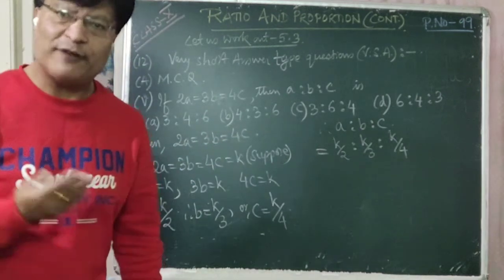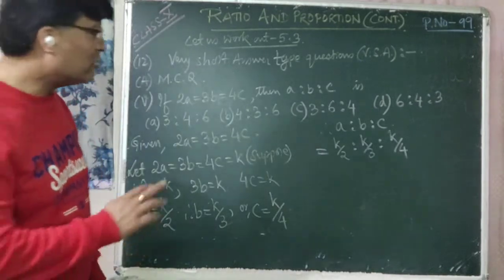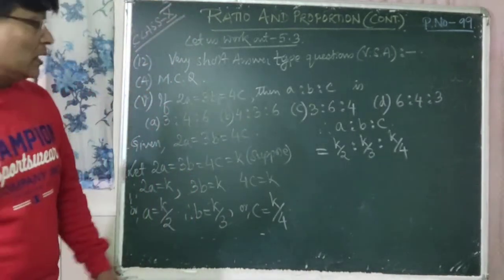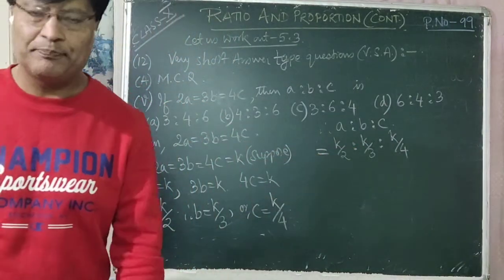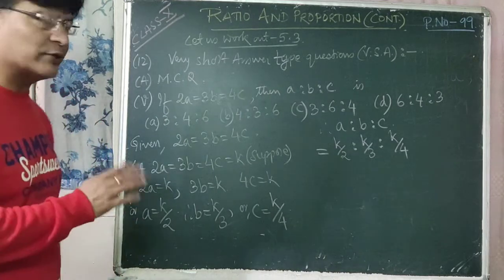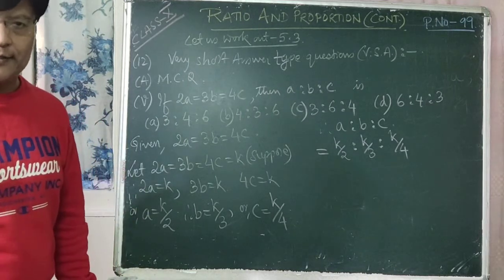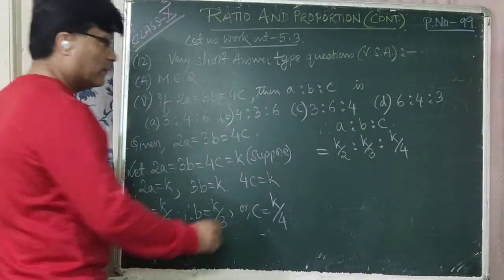So this is a fraction, and you have to convert it into whole numbers. In the denominators 2, 3 and 4 are there, so you have to take their LCM. What is the LCM of 2, 3 and 4? You know how to find the LCM. This is 12. So you have to multiply all the terms by 12.